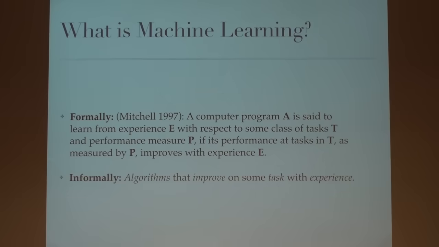So machine learning was formally introduced. It dates back before this, but the first formal definition that I'm aware of comes from Tom Mitchell in 1997. So he wrote, and let me just read this out: A computer program is said to learn from experience E with respect to some class of tasks T and performance measure P if its performance at tasks in T, as measured by P, improves with experience E. Got that? The short version is algorithms that improve on some task with experience, right?